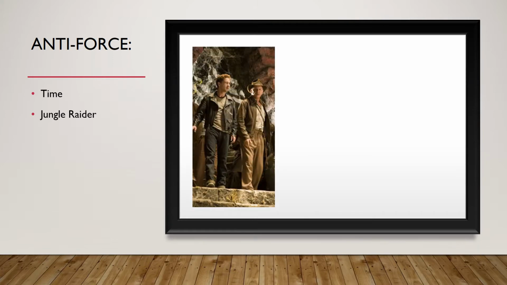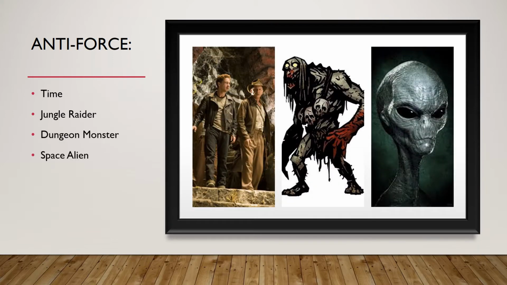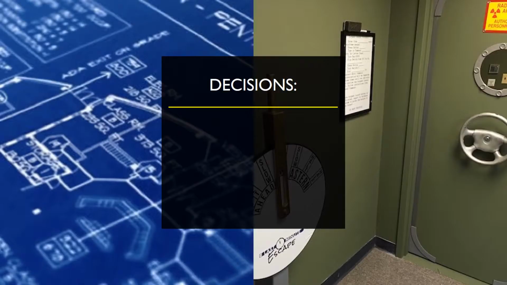The anti-force will change depending on what scenario the player is doing. The main anti-force though is time. Each scenario will have a different story or theme that will include an anti-force. The jungle will have raiders that place booby traps, the dungeon monsters will have hidden messages, and the sci-fi aliens will place high-tech puzzles. The anti-force will be able to set up traps and more obstacles the player must solve to progress through each level.